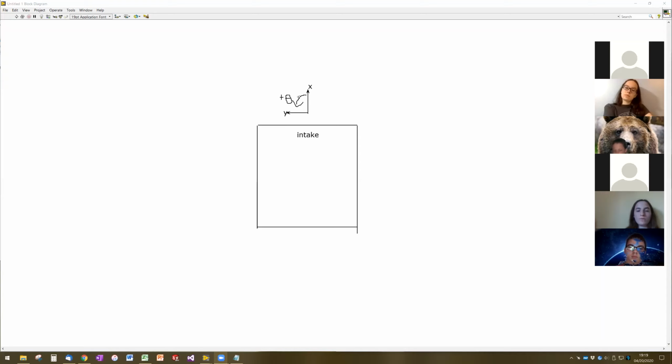And then positive theta angle is defined for you. So positive theta should always be counterclockwise. And that is a math standard that pretty much everyone uses.